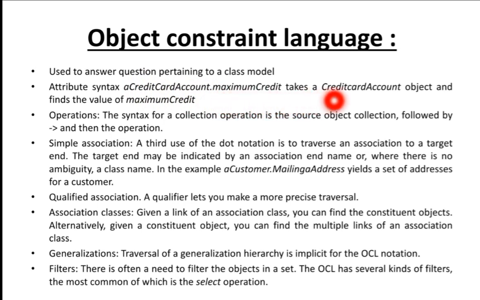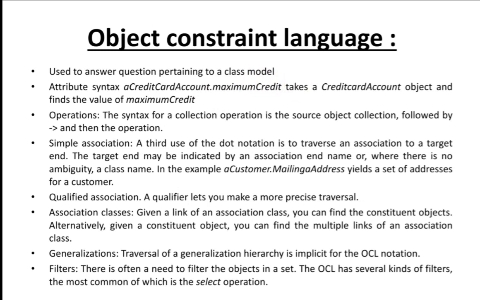It will navigate. How will it navigate? First it will go to the credit card account class, then in that credit card account class it will select the maximum credit. See, it will take a credit card account object and find the value of the maximum credit. Hope you are understanding. It will take the credit card account class, and in that class it will take the maximum credit attribute.